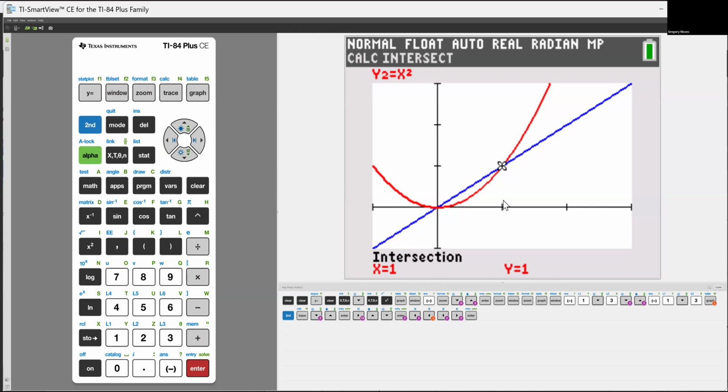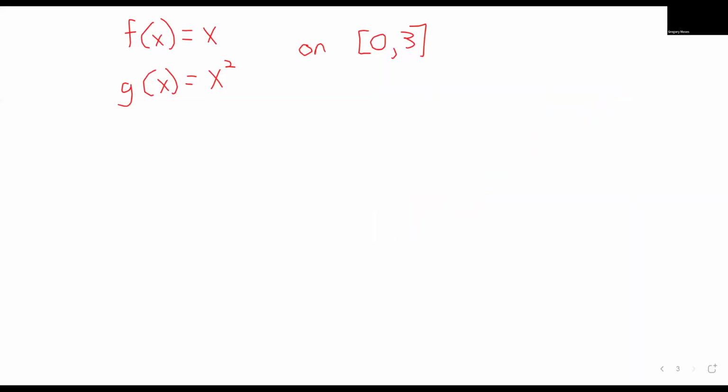Or significantly faster on a physical calculator where you're not fighting the technology. So now, that's shared the wrong thing there, I guess. So now let's solve this.